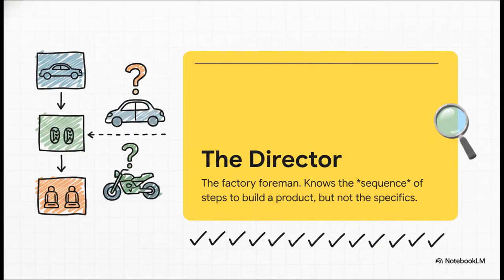First up, we've got the director. This is our factory foreman. The foreman has his clipboard, and he knows the exact sequence of operations, no matter what. Step 1, install the chassis. Step 2, add the wheels. Step 3, put in the seats. Now here's the crucial part. The foreman has no idea if he's building a car or a motorbike. He doesn't care. He just follows the same stable checklist every single time.